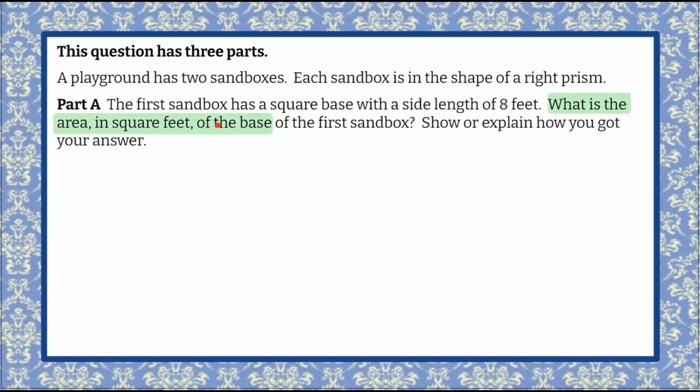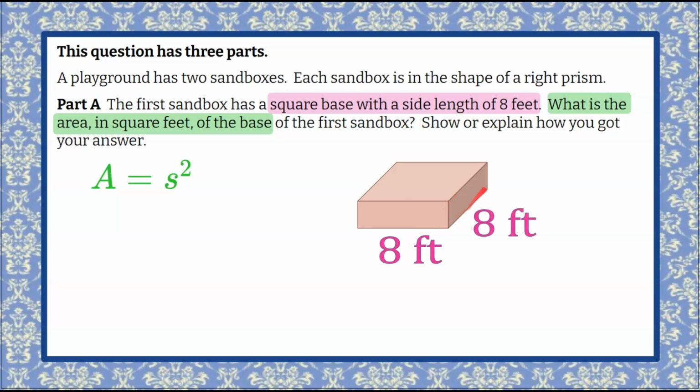Welcome back. So we know that we're asked what is the area in square feet of the base of the first sandbox. We know that the area of a square is A equals S squared, S representing the side length of the square. And you should be able to get this from your state reference sheet when you're taking an assessment. We know that our square base of our square sandbox has a side length of 8 feet. So each side of our sandbox is 8 feet in length.